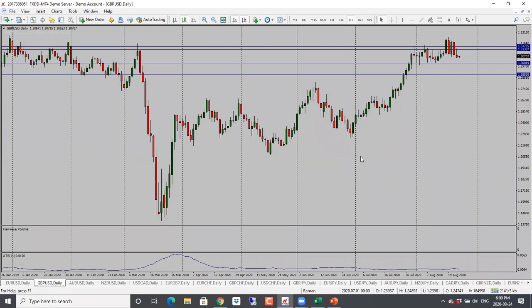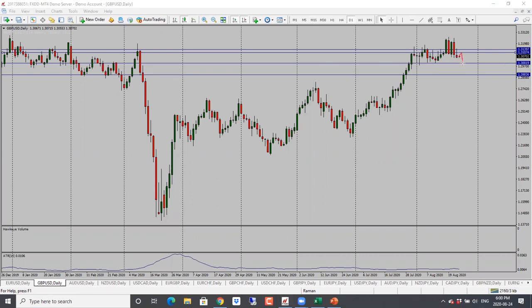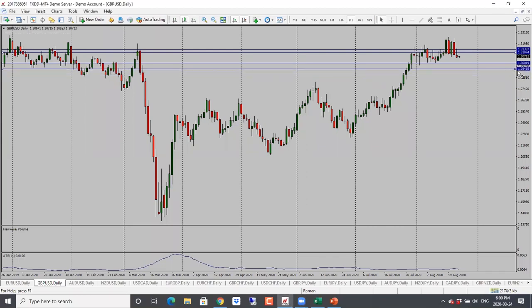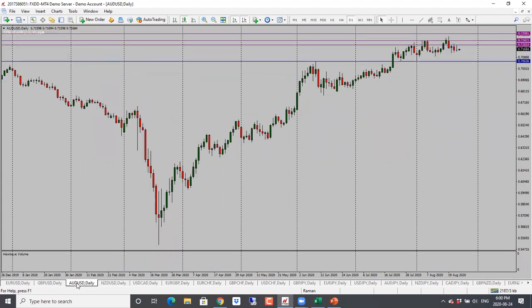Pound dollar here, this as well, we have a nice bearish close for the day here. So bias is bearish. And in terms of the pullback here, looking for 1.3100, and then a drop here. So bearish bias, and first target here is 1.30, and second target would be 1.2940. So bias is bearish for pound dollar as well.